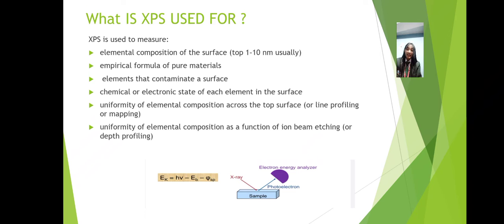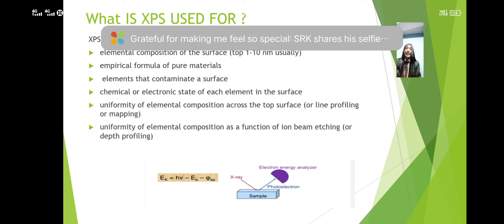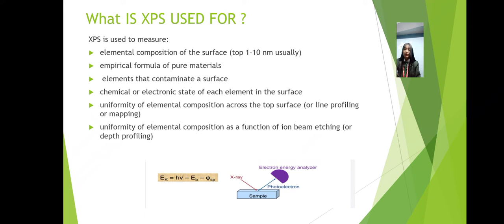Now the question arises, what is XPS used for? XPS is used to measure: point number 1, elemental composition of the surface; point number 2, empirical formula of pure materials; point number 3, elements that contaminate a surface; point number 4, chemical or electronic state of each element in the surface; point number 5, uniformity of elemental composition across the top surface; and point number 6, uniformity of elemental composition as a function of ion beam etching or depth profiling.